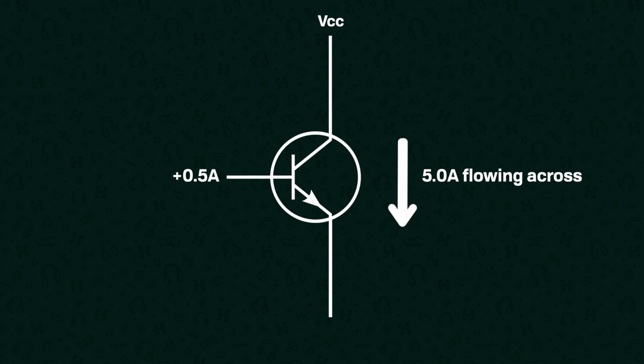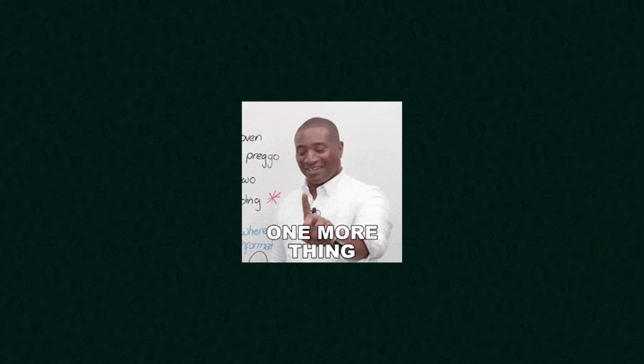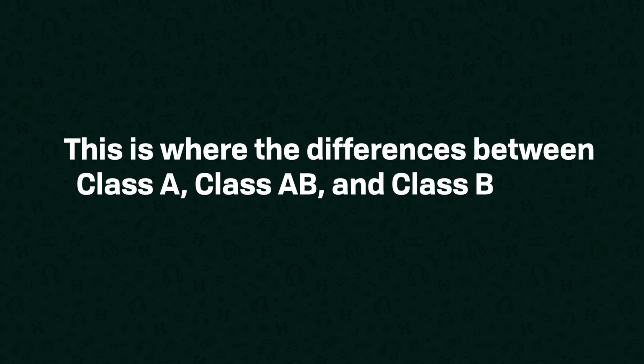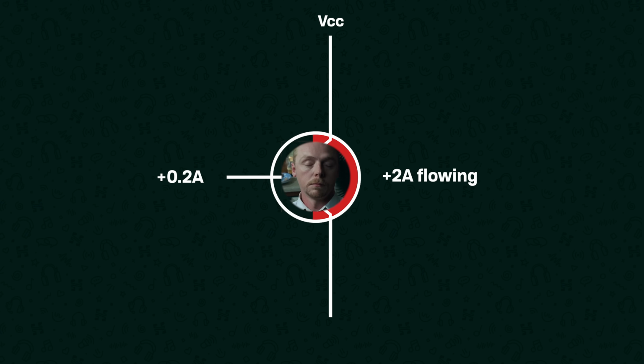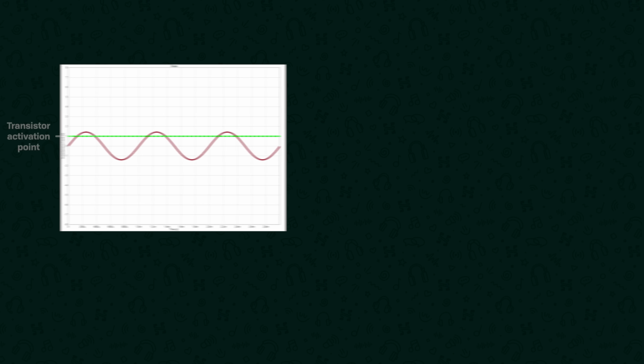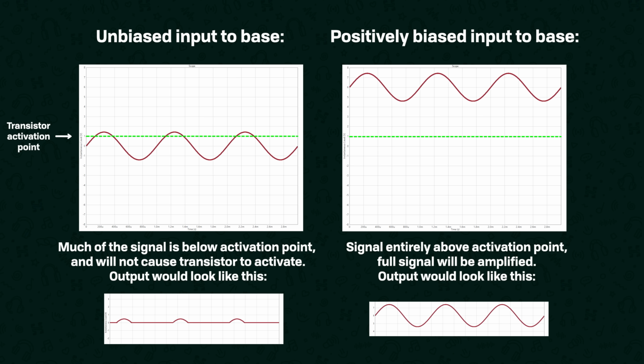And so by varying this current applied to the transistor base, feeding it a small version of our input signal, we can vary the much larger current flowing from the collector to the emitter, and in doing so get a larger amplified version of our input signal. But there is one more thing, and this is where the differences between Class A, Class AB, and Class B amplifiers come in. A transistor will actually only switch on once a certain input current to the base is achieved. It doesn't start at zero, meaning we need to make sure that the transistor base is always above that threshold, or biased, so that any changes to the input will automatically result in a change to the amplified output, rather than just falling below that threshold and doing nothing.